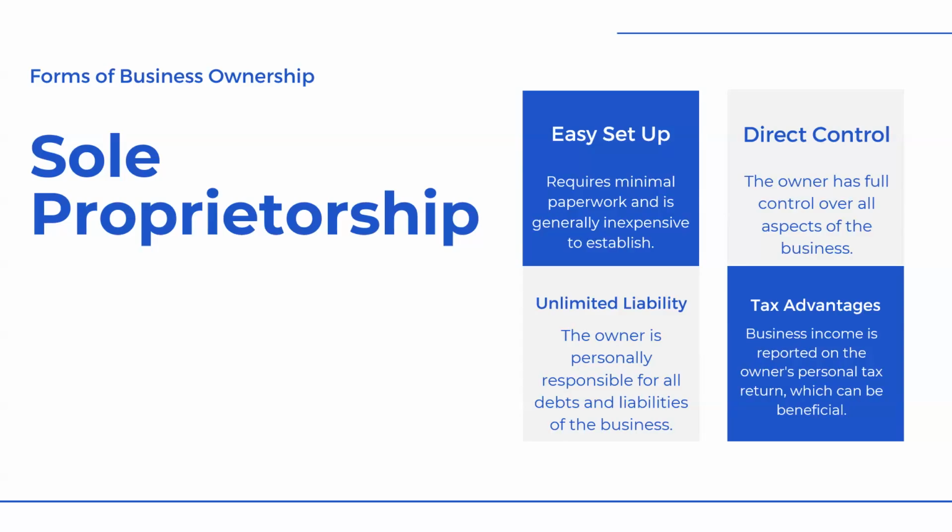Some of the tax advantages are that the profits are taxed as personal income and reported on your tax return, meaning that the business is not subject to separate federal and state income taxes. You will need to file a Schedule C and a 1040.